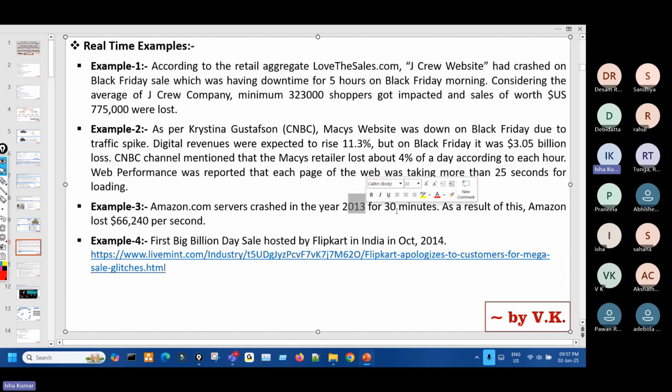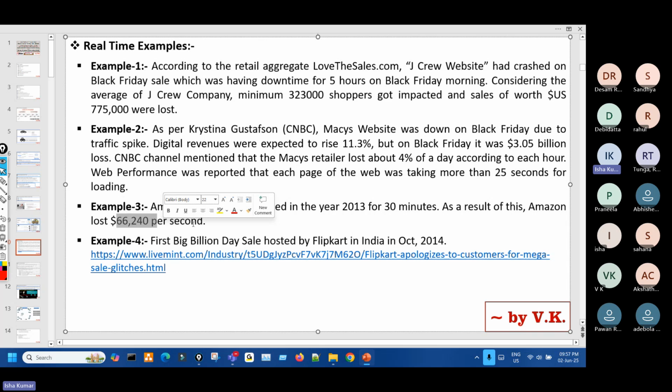In 2013, for 30 minutes, the server crashed, meaning it was not working. Because of that, revenue loss was happening. Now, what is the meaning of this revenue loss? The meaning of revenue loss is that loss was happening at this much per second. See, per second they were losing.